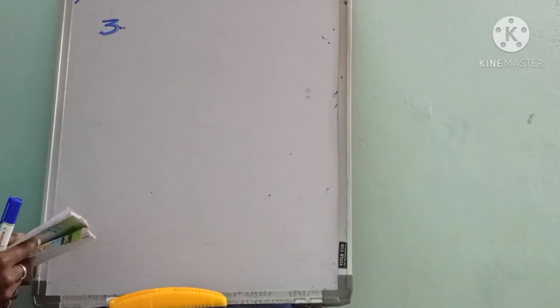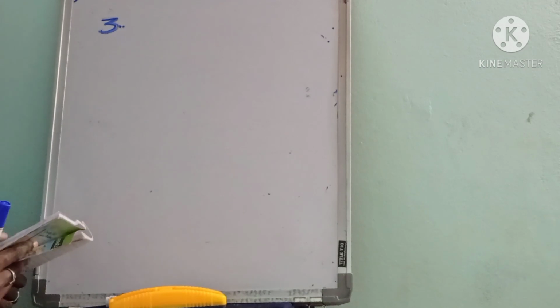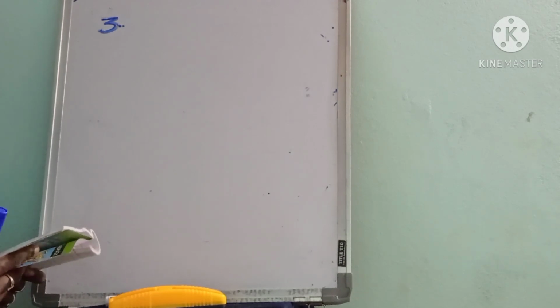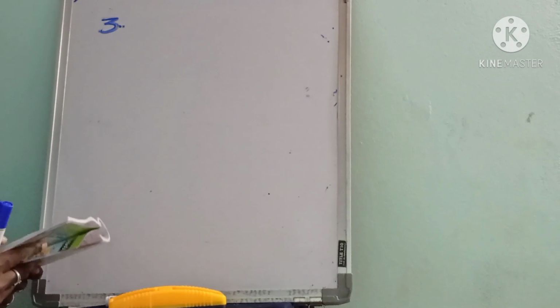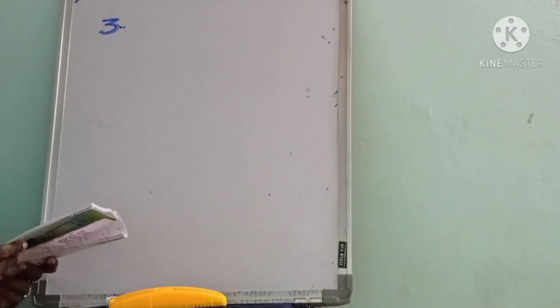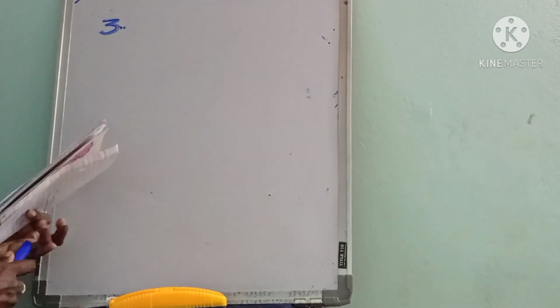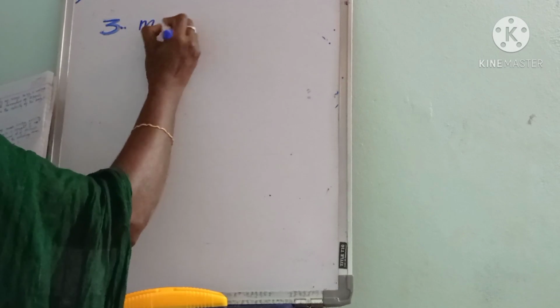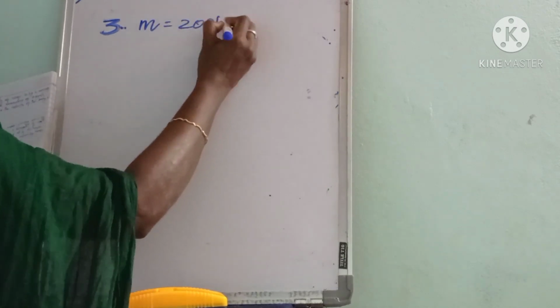Next, the third question is: a car of mass 200 kg moving at 36 km per hour is brought to rest after it covered a distance of 10 meter. Find the retarding force acting on the car. Here, a car of mass 200 kg. So mass m is given as 200 kg.